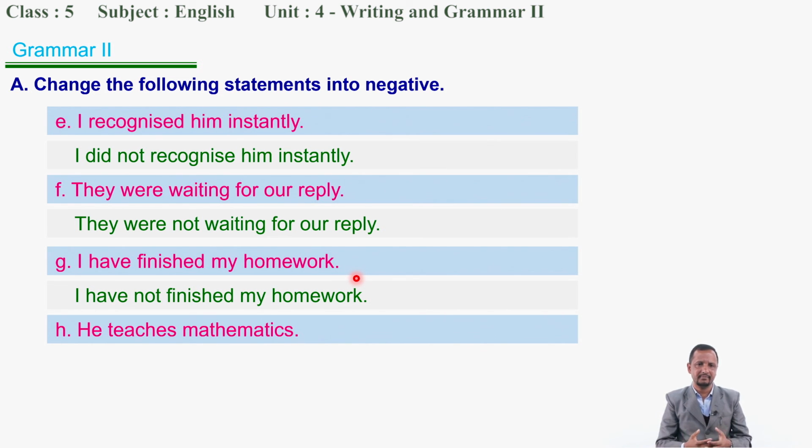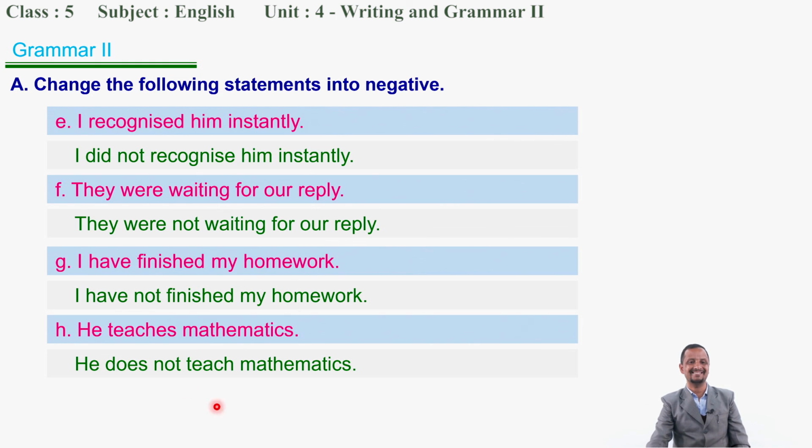He teaches mathematics. Again, teaches, present form. Generally, we said verb five. Then what do we have to use, did or does? Very good. Well done, dear student. He does not teach mathematics.